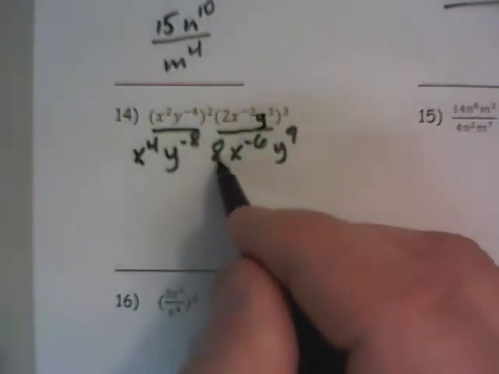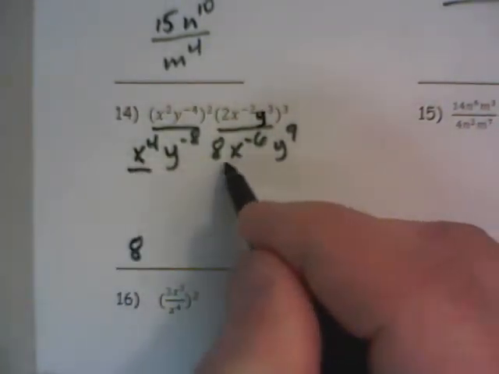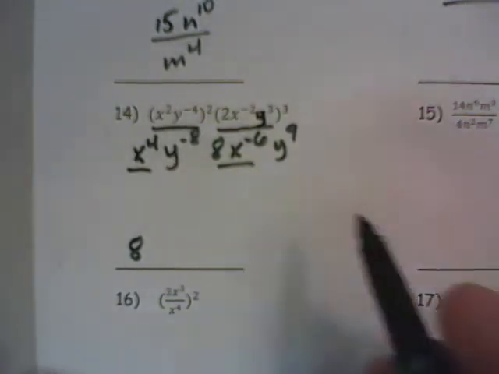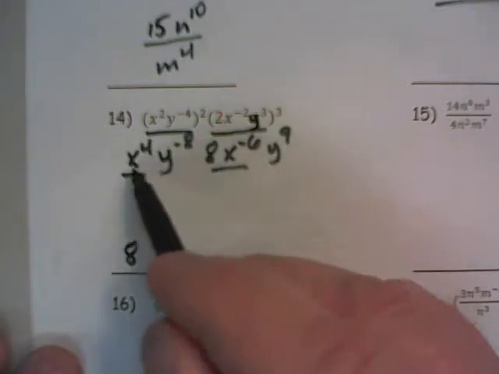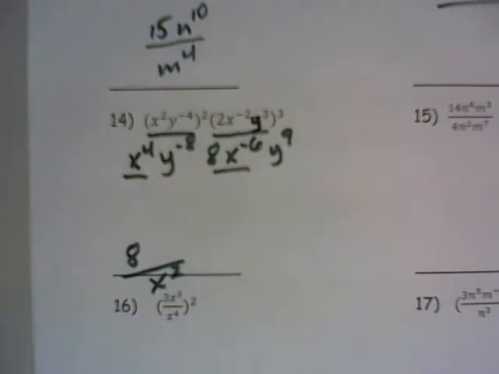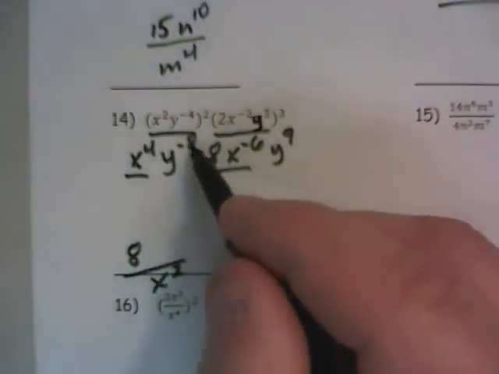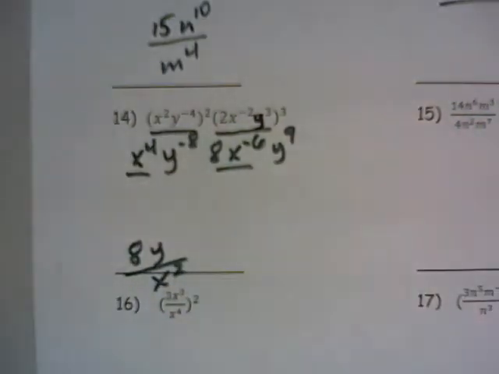But I can do more here. I can simplify this more. I can't do anything with the 8, so that's going to stay an 8. But I can take x to the 4th times x to the negative 2nd. Well, when I add those exponents together, because they're like bases, I'm going to get x to the negative 2nd. I'm going to put that on the bottom because it's a negative exponent. And then when I take y to the negative 8th times y to the 9th, that's y to the first power. It's a positive, so it'll stay on top, and it's just going to be 8y over x squared for number 14.